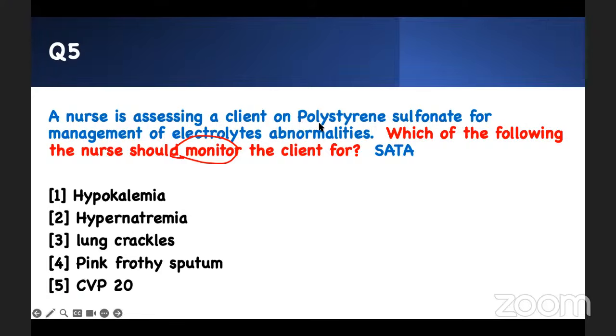A nurse is assessing a client on polystyrene sulfonate for management of electrolyte abnormality. You know what this is? If you're taking this, what would I monitor you for?